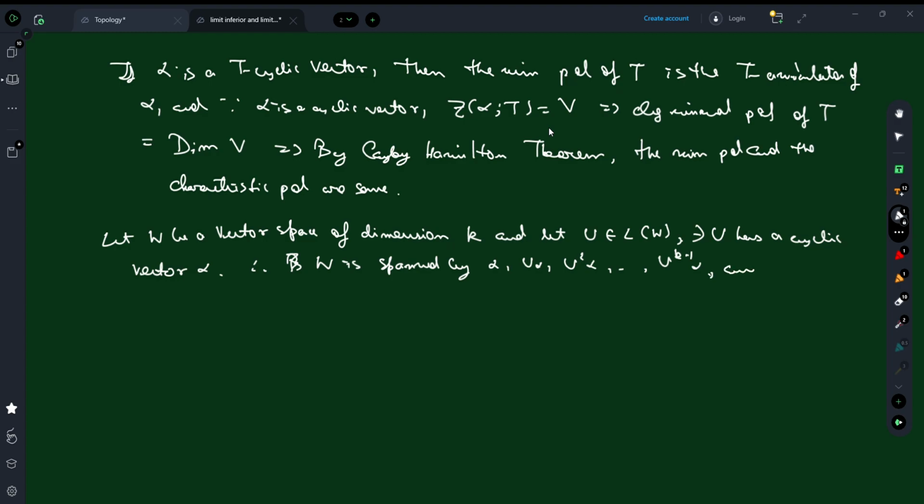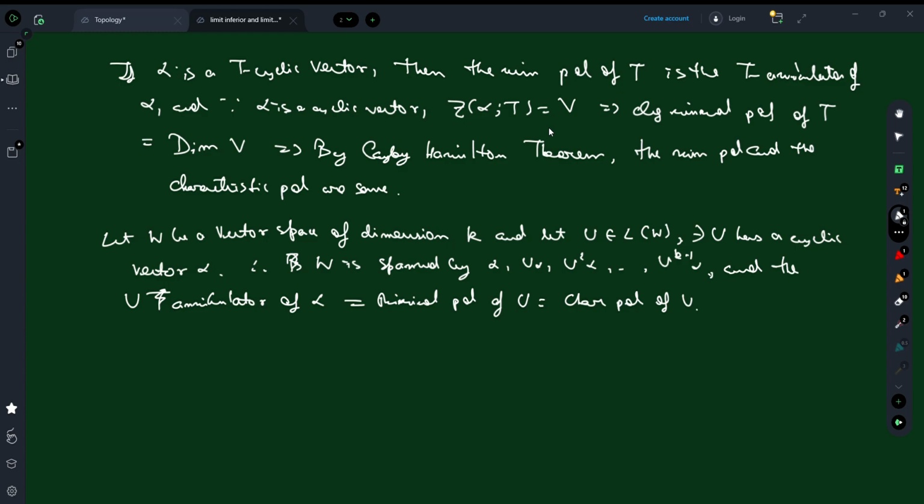And we have observed that the minimal polynomial of this linear operator U must equal the characteristic polynomial. And the minimal polynomial, from the previous theorem, is exactly the T annihilator of alpha. So the U annihilator of alpha is exactly equal to the minimal polynomial of U, which must be equal to the characteristic polynomial of U. That is, the degree of the U annihilator is obviously equal to k, right?